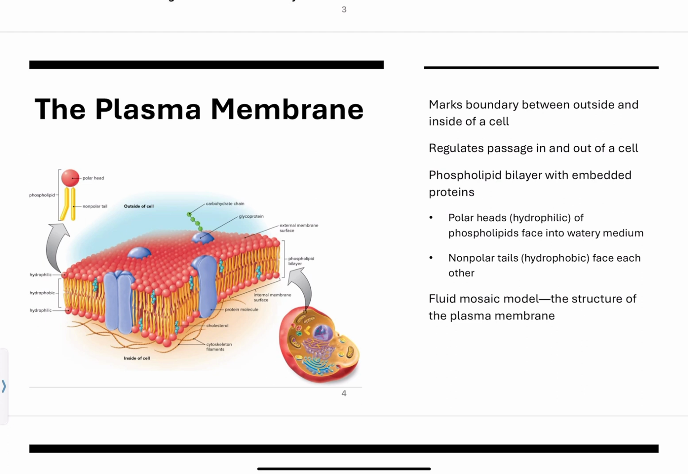So we call this the fluid mosaic model. Fluid because parts move around like a soft oil layer, and mosaic because it's made up of a bunch of different proteins that are embedded in the membrane.